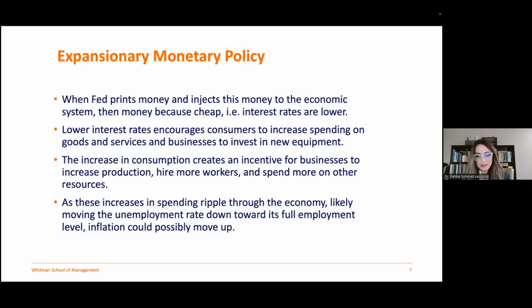And we want the economy to consume more. We want people to consume more, to really just give the economy a push to go to the target level of 2%. And then you try to expand the monetary policy.